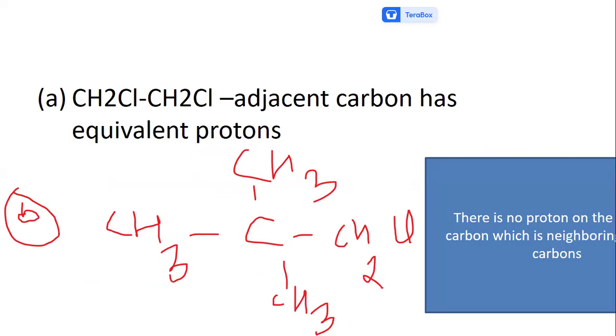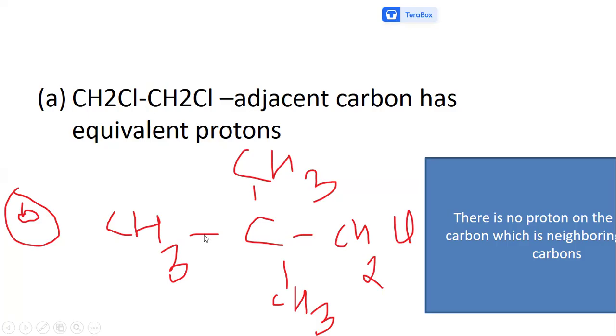For example, this is 1,2-dichloroethane, with equivalent protons. There is no proton on the neighboring carbon. The adjacent carbon has equivalent protons.